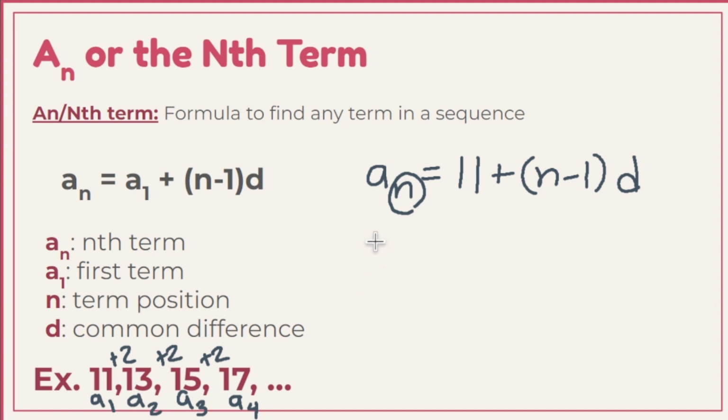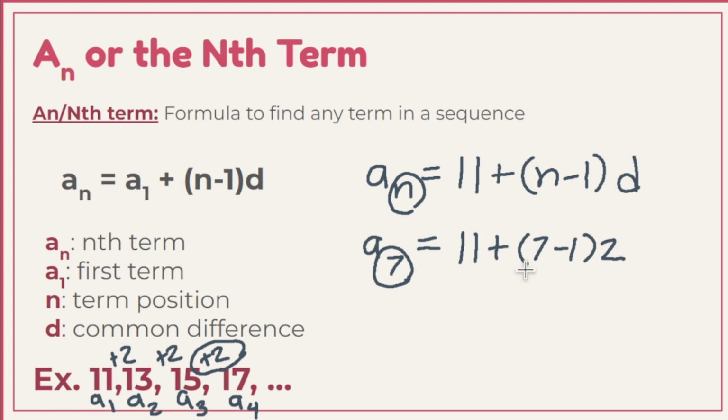What if we wanted to find a sub 7? Well, put the term we want on the left side, take our first term, and then we're going to add it to n minus 1, which is, again, this number right here, subtracted by 1. So 7 minus 1. And you multiply that by the common difference, which is 2, because that's the difference from one term to the next. So 2. And then we're done.